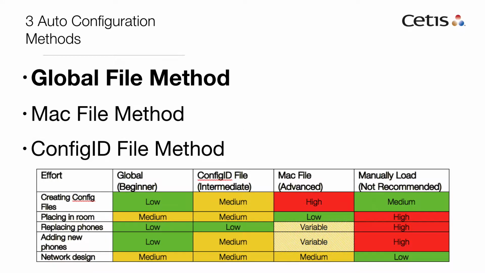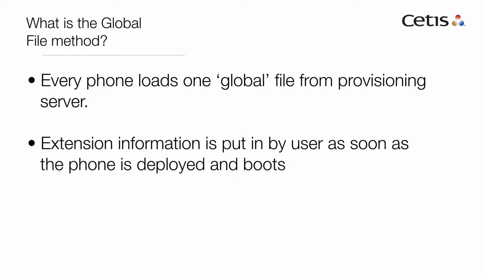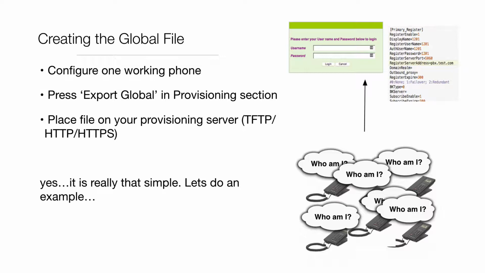But for the GAs that we're introducing after 040, we're going to have a new method called the global file method. Unlike the other two methods, where the phone had to have its own individual configuration file, the global file method uses the same file for every phone, and then when the phone boots up, all the user has to do is enter the extension information, which is generally just 4 digits. The phone will then use that information to configure the 4 or 5 custom fields that are necessary to register to the PBX.